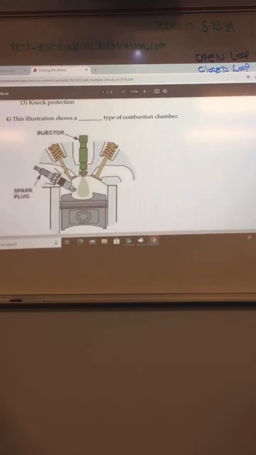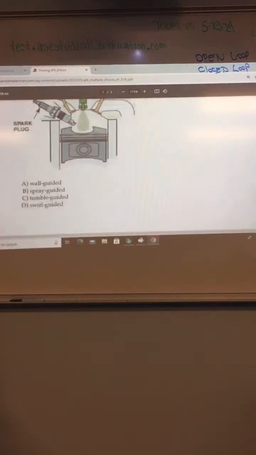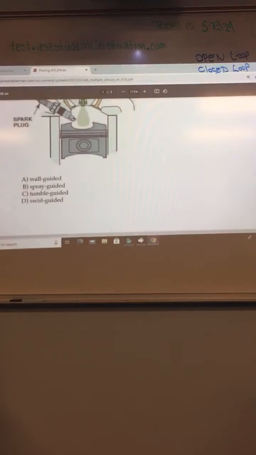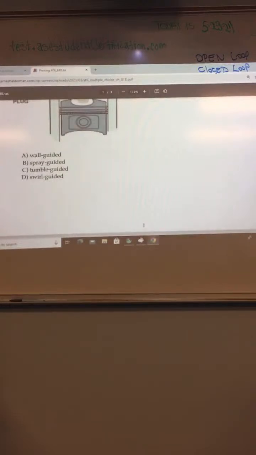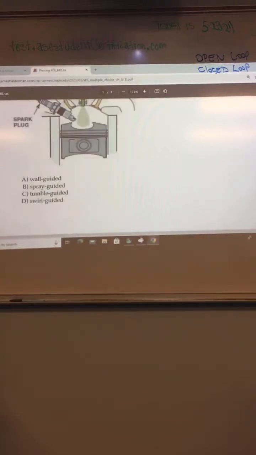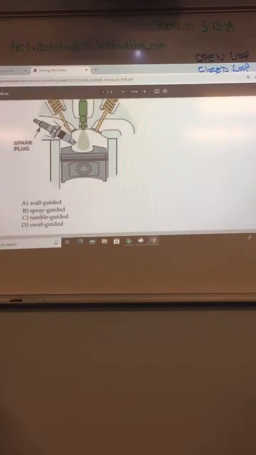This illustration shows what type of combustion chamber? Direct. Spray guided? Wall guided would be if the injector came in this way. The injector comes in straight from the top. Spray guided. Yeah, okay.